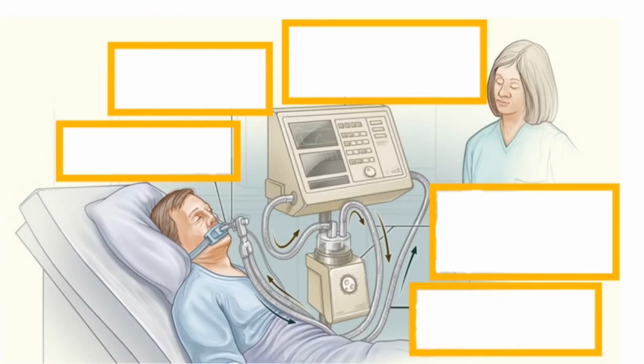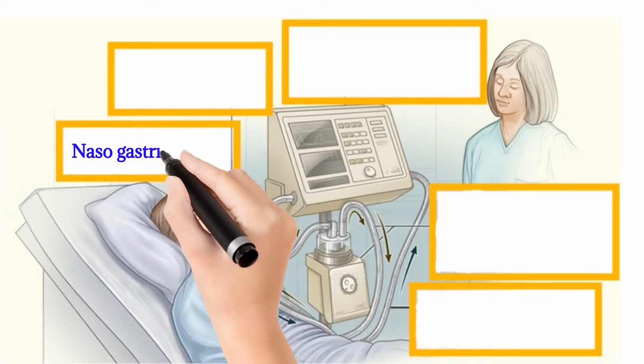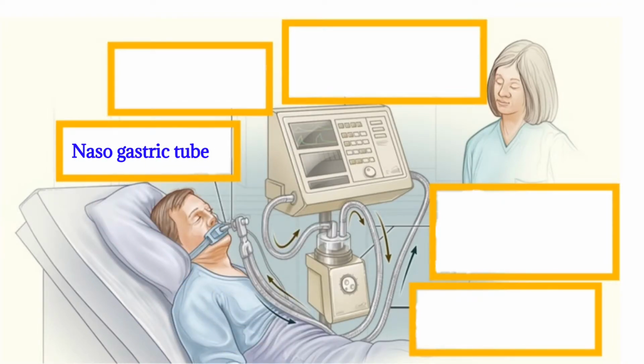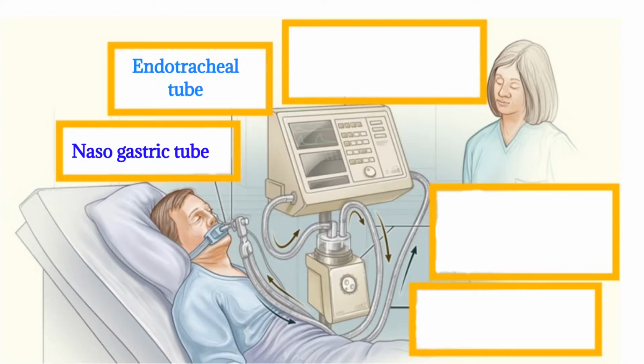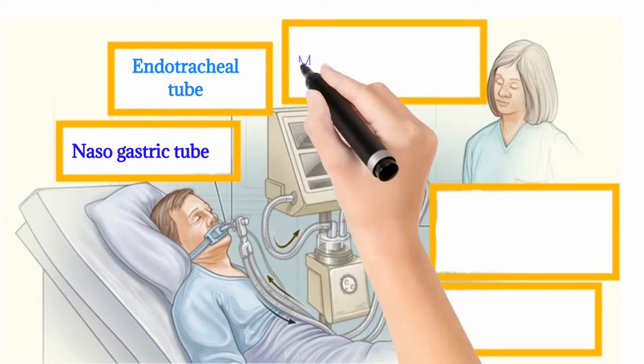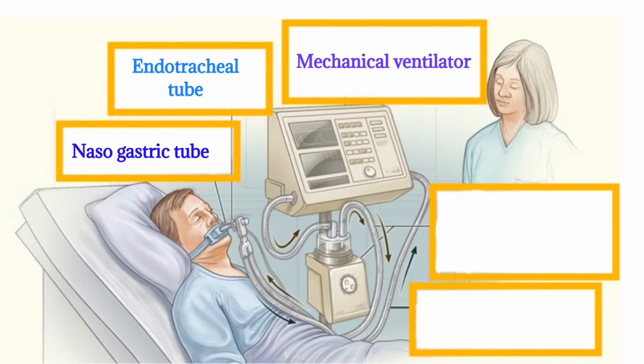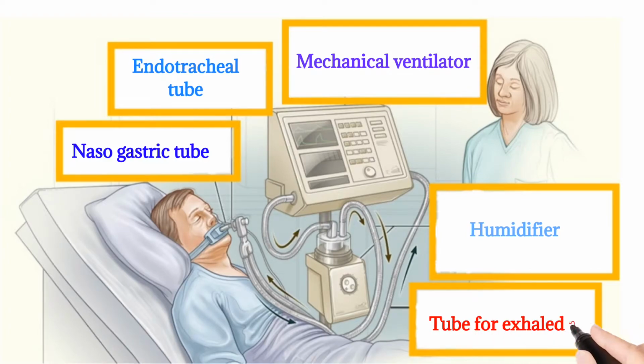First, we want to identify the unit of the patient. Nasogastric tube goes through the patient's nose to the stomach. This is used to feed the patient while he or she is unable to feed by mouth. Endotracheal tube goes through the mouth to the windpipe or trachea. This makes a firm and sealed connection between the respiratory system and the ventilator. Mechanical ventilator blows air or air with oxygen through tubes into the patient's airways. Air flowing to the patient passes through a humidifier which warms and moistens the air. And finally a tube carries exhaled air away.